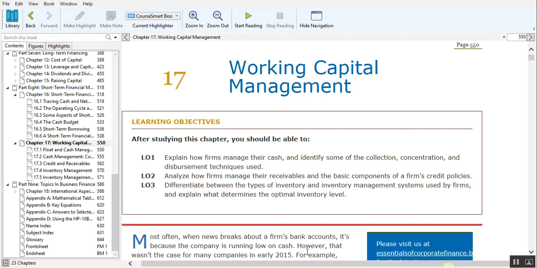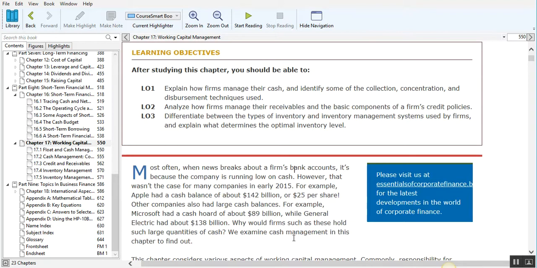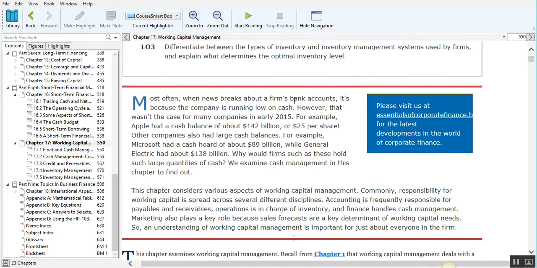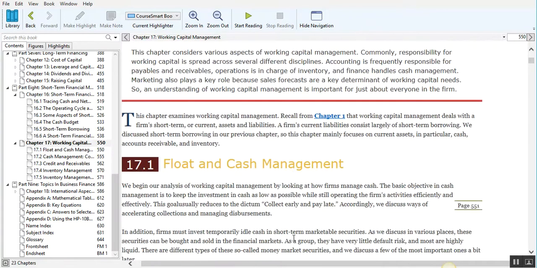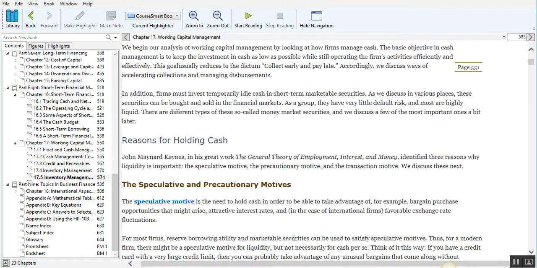Welcome back, class. Chapter 17 here, and again, this is working capital management, but this time we're talking about the float. And when we say the float, we're talking about the difference in time between the time that something shows up in the book balance and the time that it shows up in the available balance in the bank. So there may be two ways that that float will operate, and we're going to talk about that here.